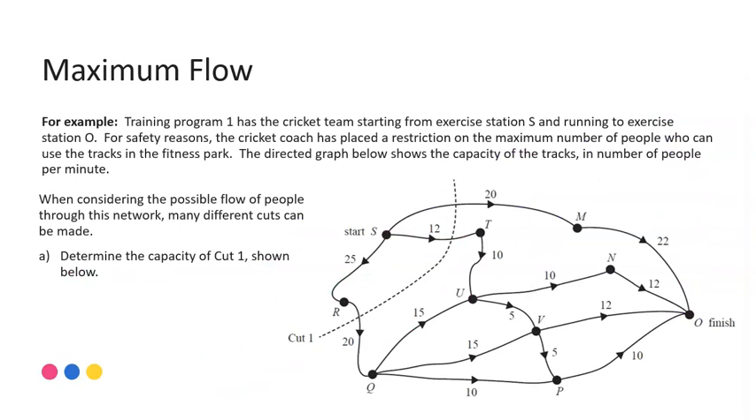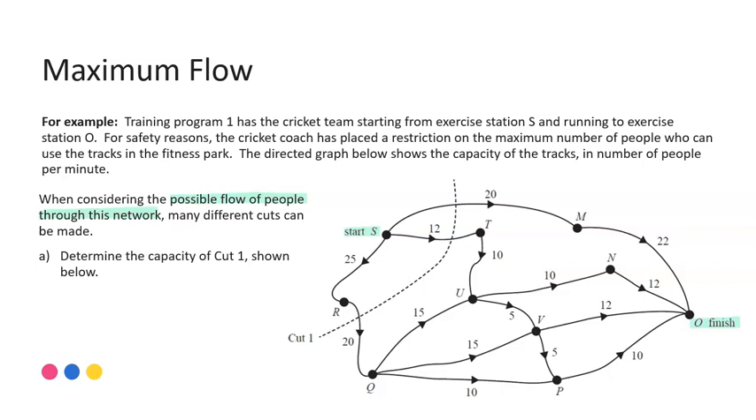First example here, a training program has the cricket team starting from exercise station S and running to the exercise station O. So starting at S and finishing at O. For safety reasons, the cricket coach has placed a restriction on the maximum number of people who can use the tracks in the fitness park. The directed graph shows the capacity of the tracks in number of people per minute. When considering the possible flow of people through the network, how many different cuts can be made?